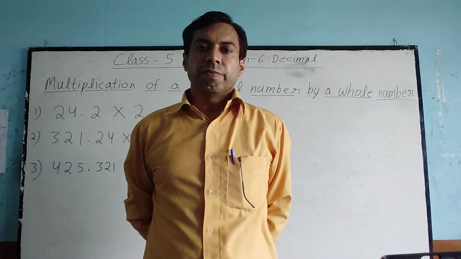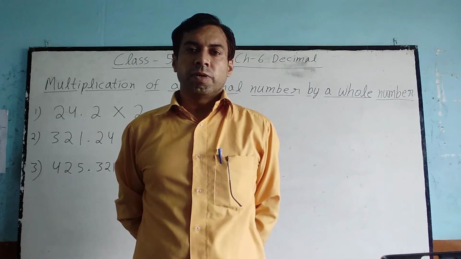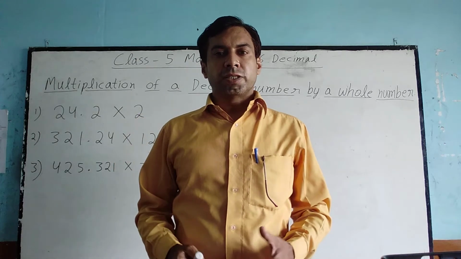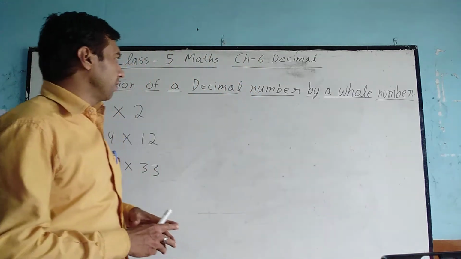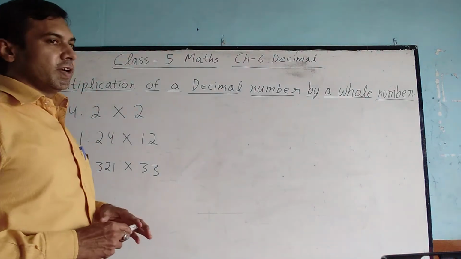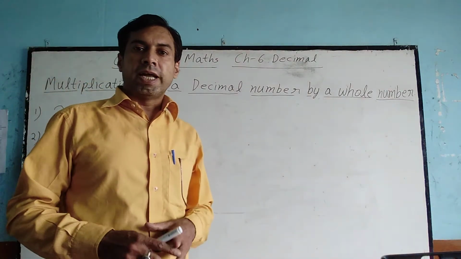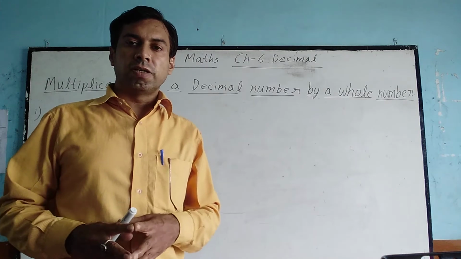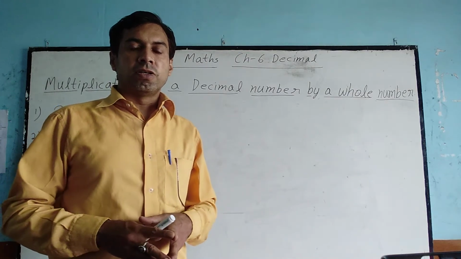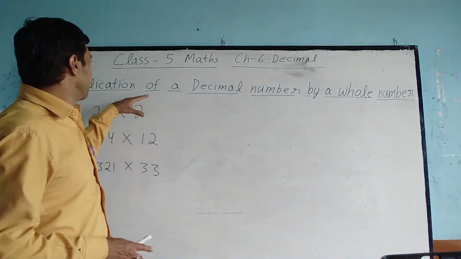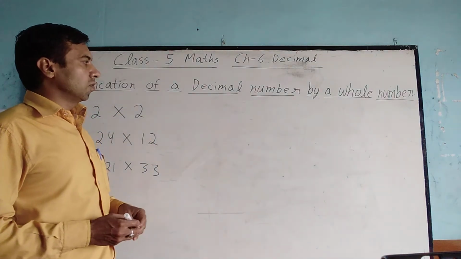Today in class 5 math I will start chapter 6, decimal multiplication, next part. Students, in this part I will explain multiplication of a decimal number by a whole number and multiplication of a decimal number by a decimal number. Starting from the first, multiplication of a decimal number by a whole number.